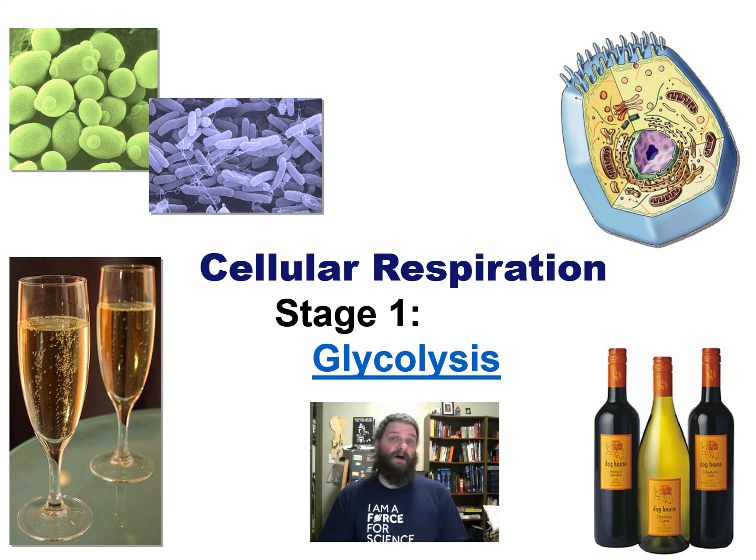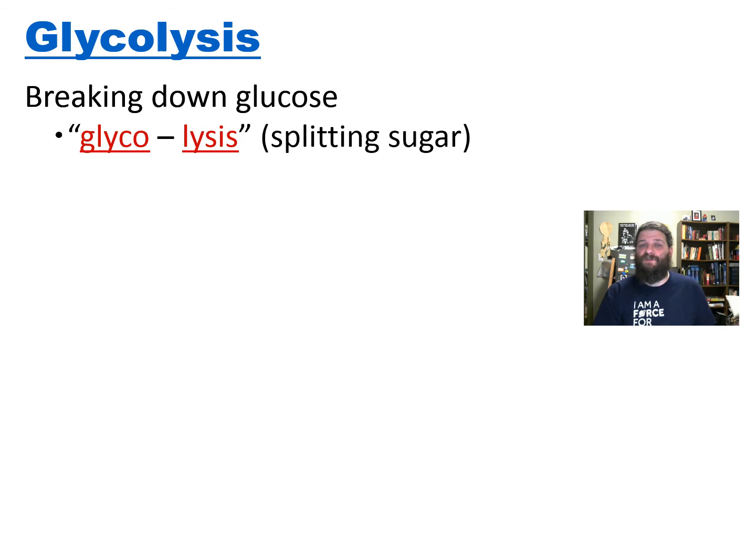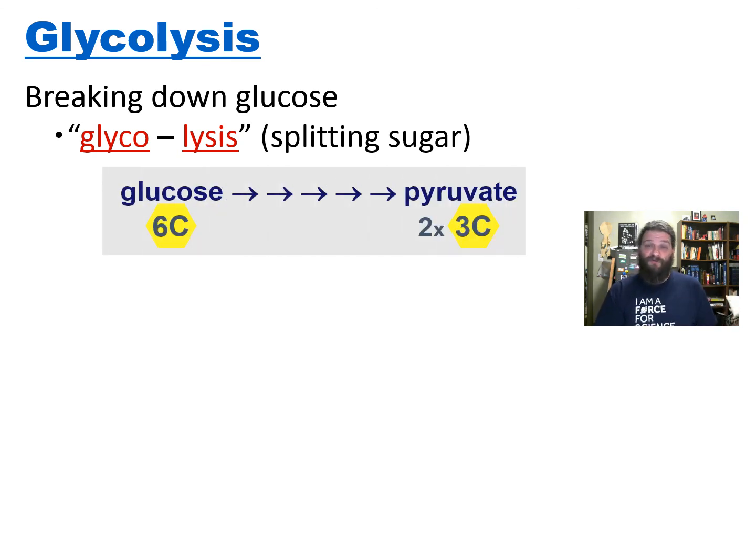This is the part of cellular respiration that is anaerobic, that doesn't use oxygen. It does form the basis of fermentation and is how we get things like bread and booze. The word glycolysis is going to tell us a lot about what it actually is, which is the breakdown of glucose. If we look at the word, glyco for sweet or sugar, and lysis for breaking or splitting, so we're literally splitting sugar through this process.